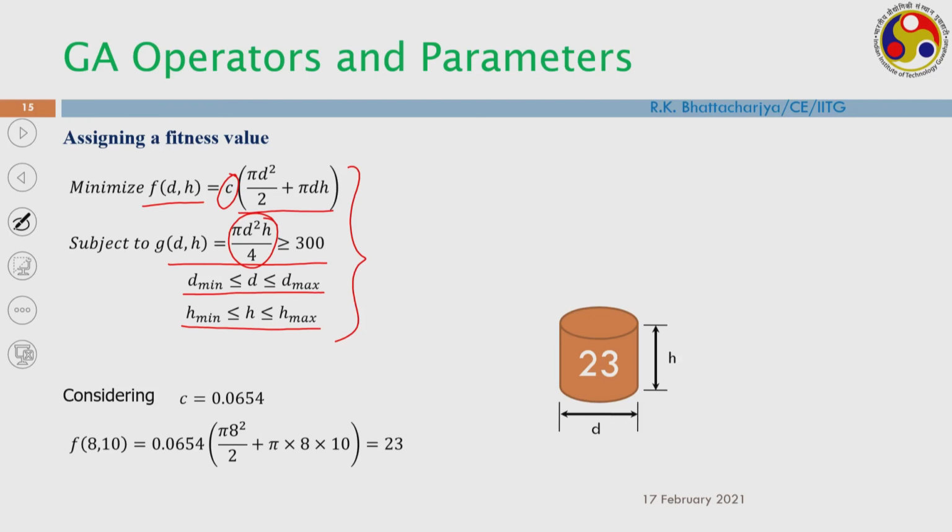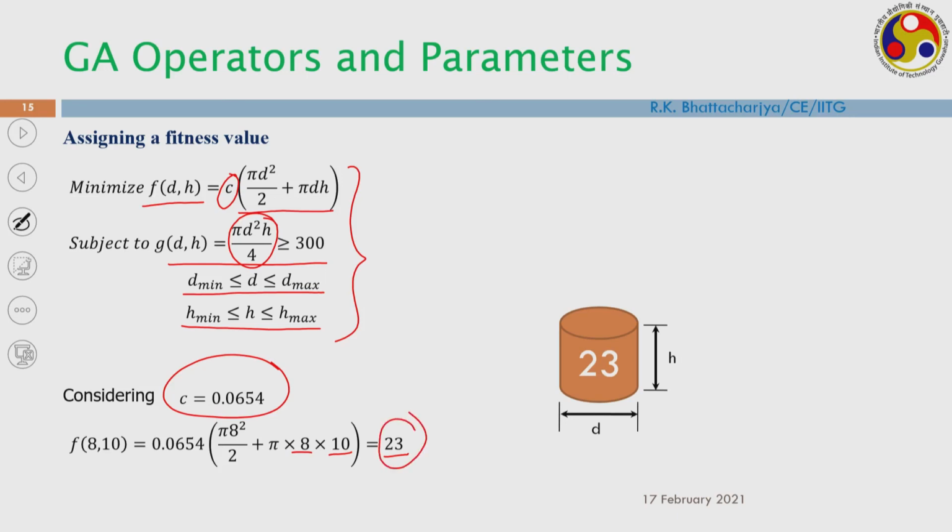So, for example, suppose I say that diameter is 8 and 10 is the height of this can, and then I am getting 23 for C equal to 0.0654. So, for this value of C, I am getting the value equal to 23. So, this will give you the cost of this particular can.